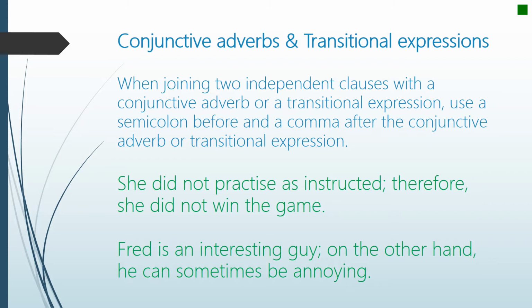For example, she did not practice as instructed, semicolon, therefore, comma, she did not win the game. The other example, Fred is an interesting guy, semicolon, on the other hand, comma, he can sometimes be annoying. So you see here we have two complete sentences joined by a conjunctive adverb or by a transitional expression. So we need the combination of semicolon and comma.